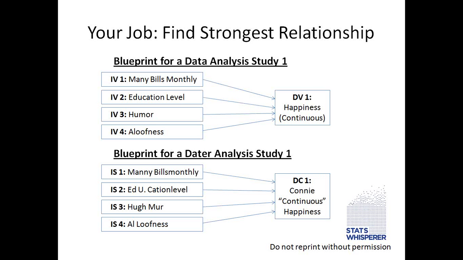Now we're looking at the same thing down here for the blueprint for data analysis study 1, right? So if Connie Continuous Happiness is our client and she wants to be set up on a date, we have 4 suitors that might be appropriate. Our job is to figure out, of her and her emotional type, continuous, just like happiness, which suitor might she have the strongest relationship with, right? You might say, like, humor. Well, someone with a lot of happiness might like someone who has a lot of humor, right?